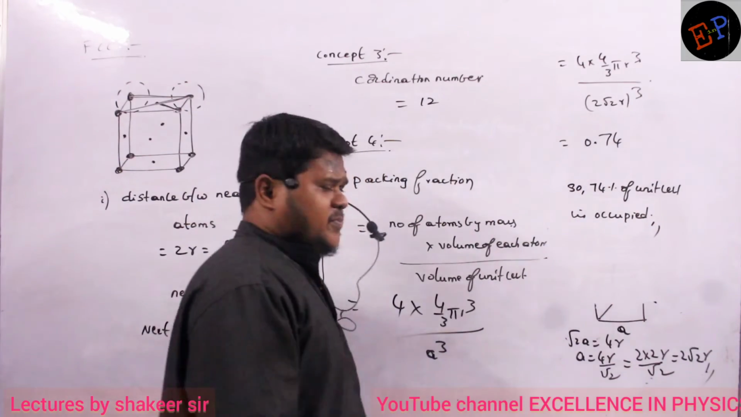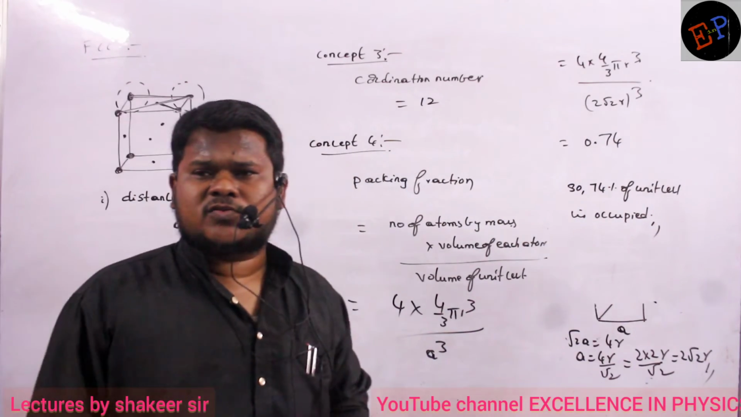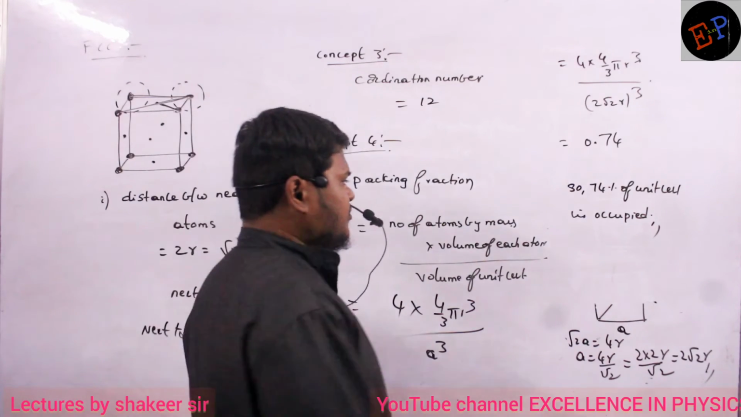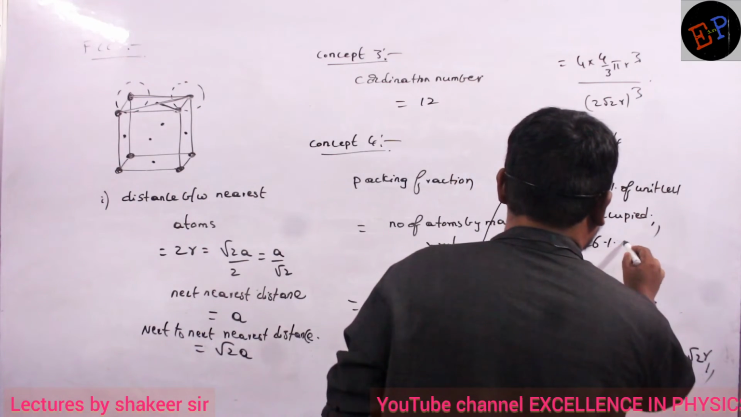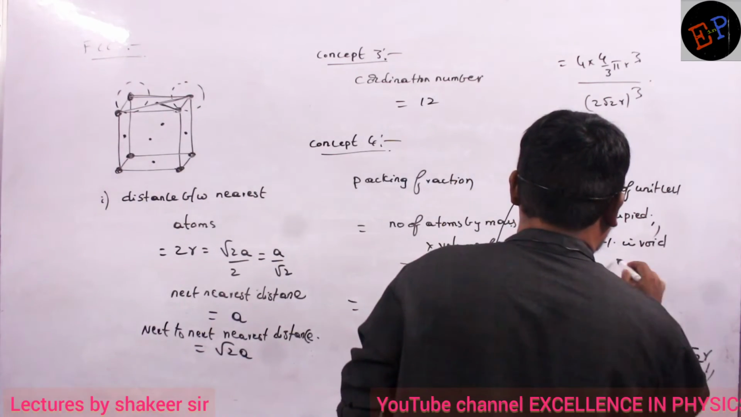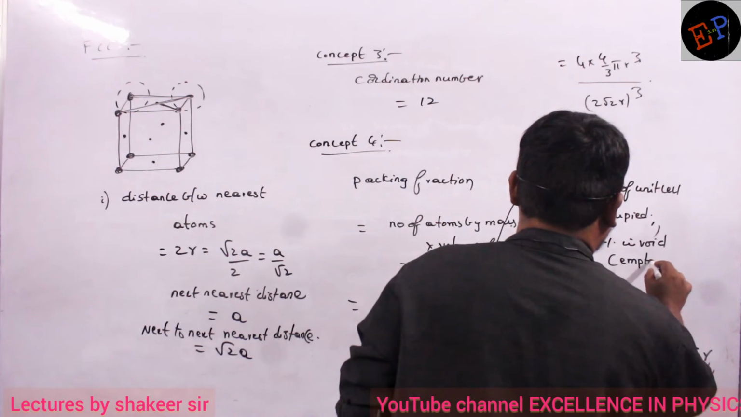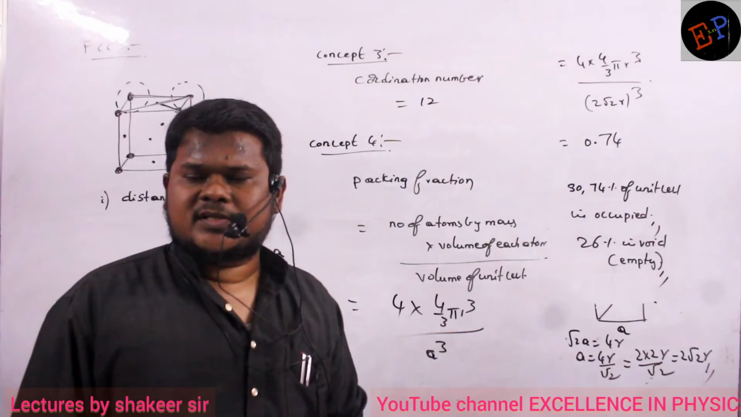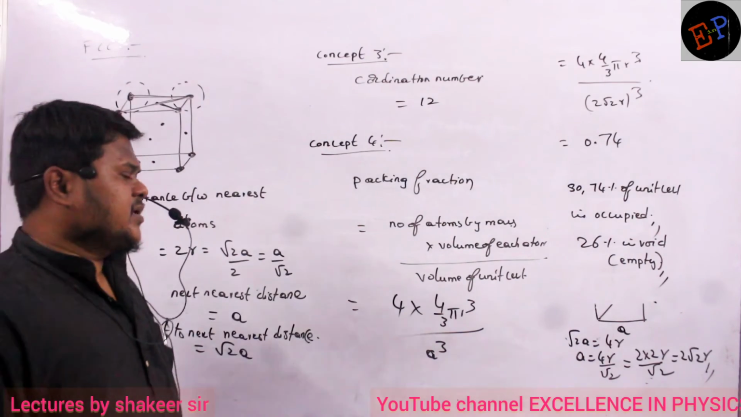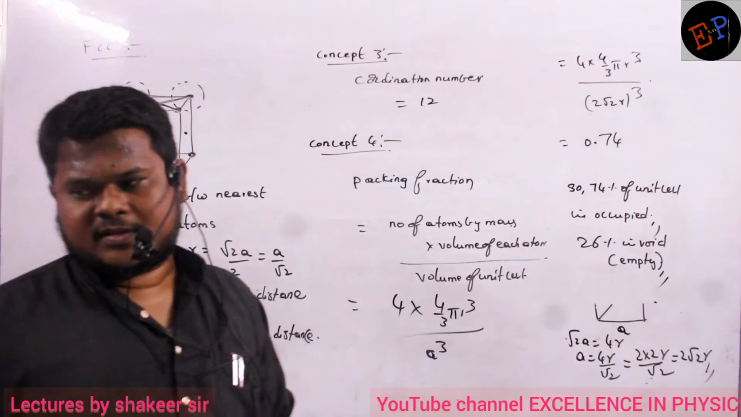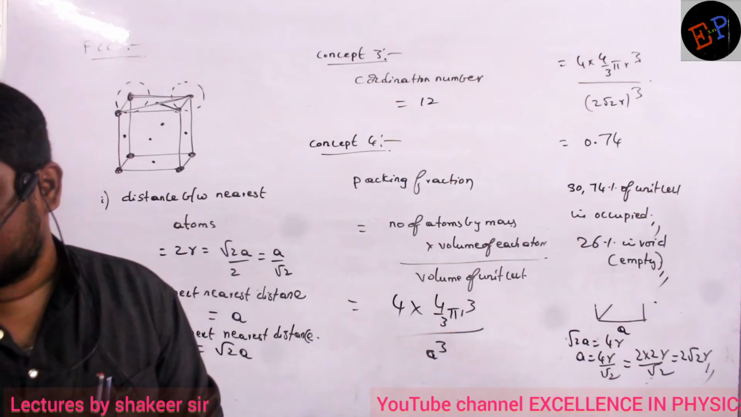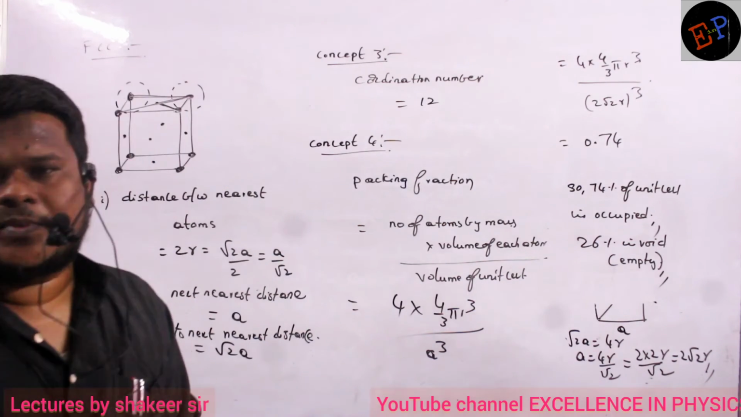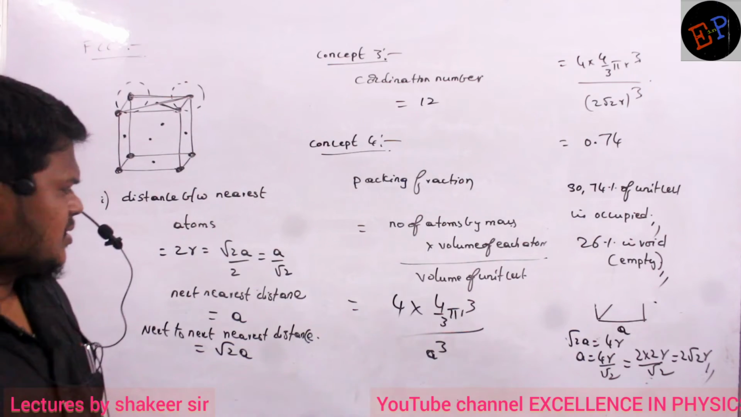If 74% is occupied, then how much percentage is void? 26% is void. Void means what? Empty. Okay? So that is our discussion on these unit cells: primitive cell, base-centered, body-centered cubic cell, and face-centered cubic cell. Are you able to understand?